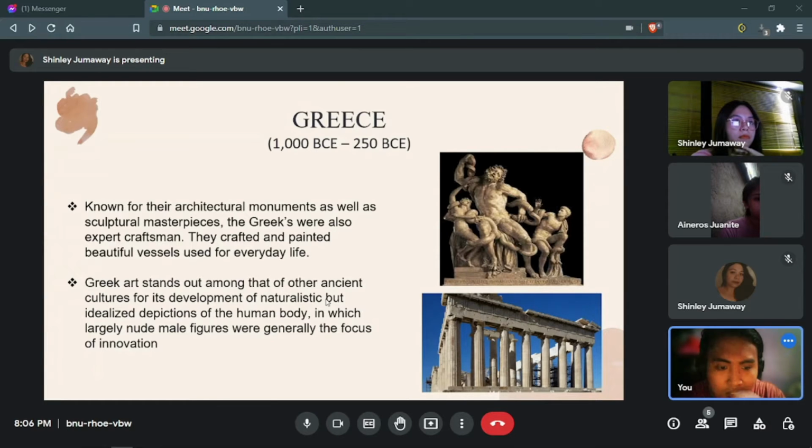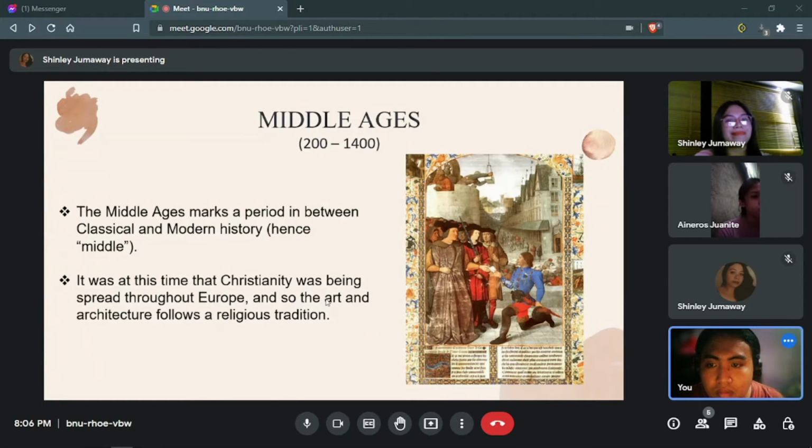So the next one is the medieval age, dating back at 400 to 1300 AD or 1400 AD. So the Middle Ages is considered as the Dark Ages. And the Middle Ages marks a period between classical and modern history. Hence, it is called Middle.